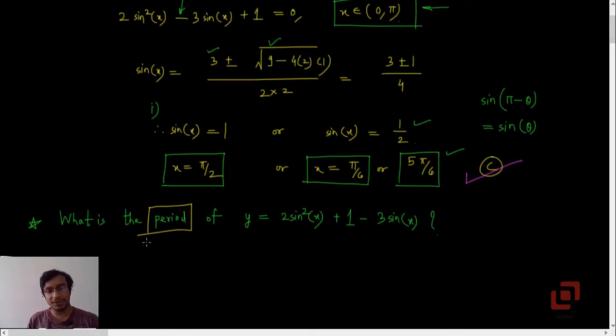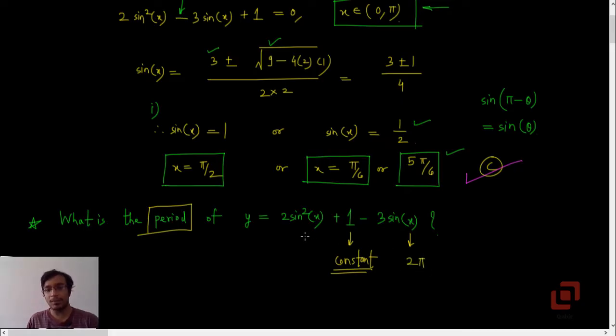But if the question were, what is the period of this function? Now you know that a constant function can be considered to be a function of any random period. Now what is the fundamental period of sine x? Fundamental means the smallest positive period, 2 pi.